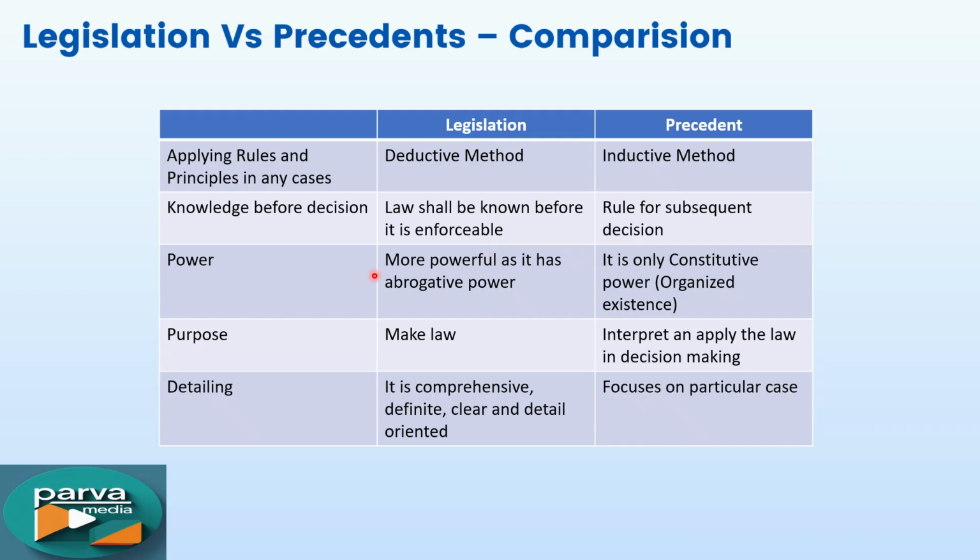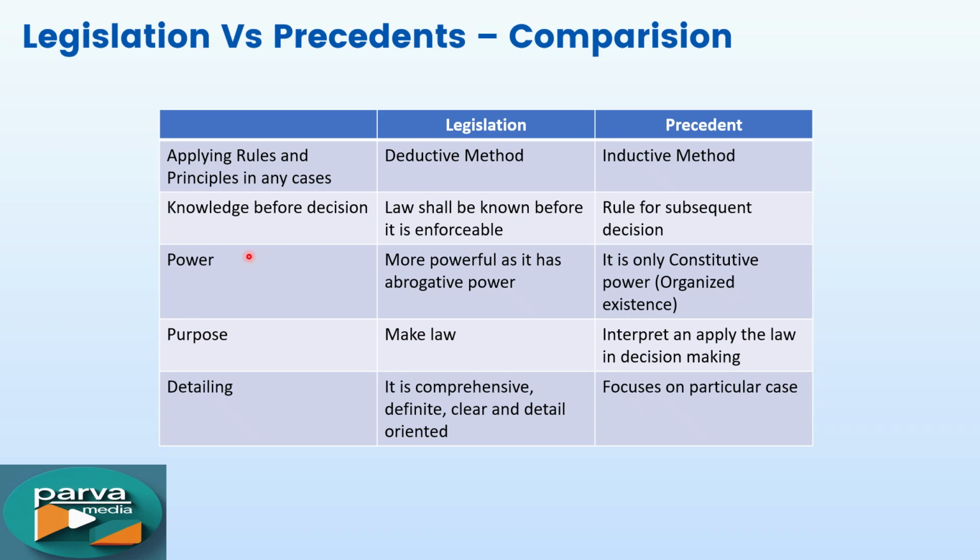Methods of reasoning: legislation follows the deductive method. Laws are created in the abstract and then applied to specific cases. So laws will be created first and then applied in cases. Precedent, on the other side, is an inductive method. First a decision is given, and after that it is used for other cases. So rules emerge from decisions or judgments in the case of precedent. In the case of legislation, the law is first created and then applied.